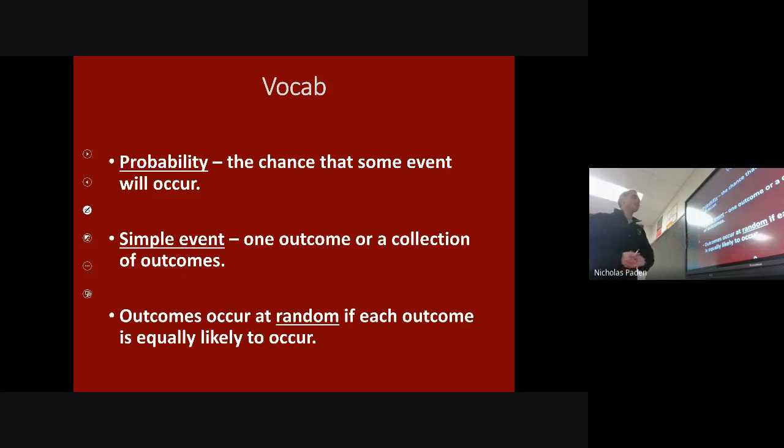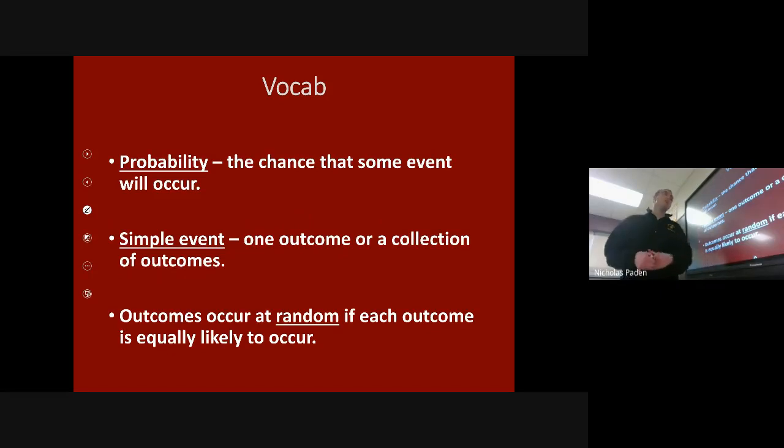Once again, a simple event is one outcome or a collection of outcomes, like spinning a blue, spinning red, spinning yellow, spinning green. Those are 4 different outcomes. A spinner that has those 4 colors would be called a simple event. And so we're going to be seeing those simple events today and then finding the probability of something happening.